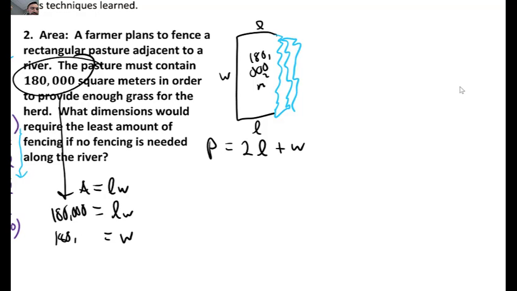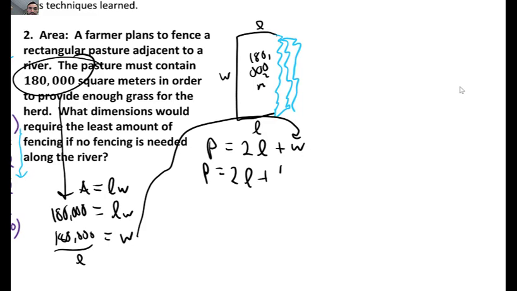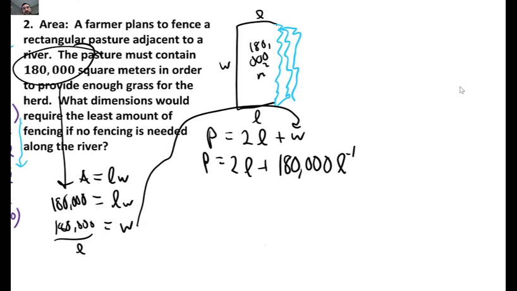W would be 180,000 over L, and then I could go and plug that in up here to make my primary equation only have L's in it. I'm going to move that up as a negative exponent, and now I've got the primary equation down to 1 variable, and that's what I want to minimize. So now it's not just some random function that has no real life context to it. Got a real reason why we might want to solve this.